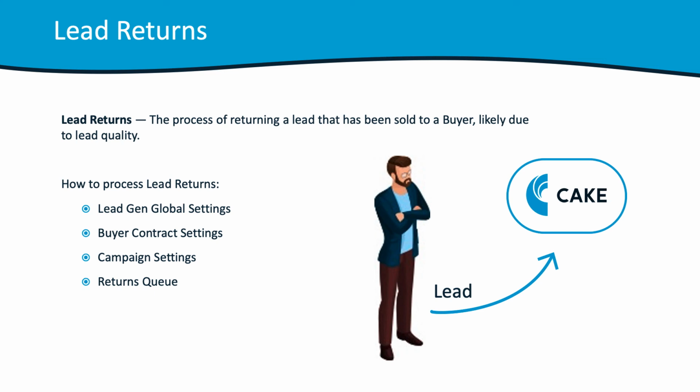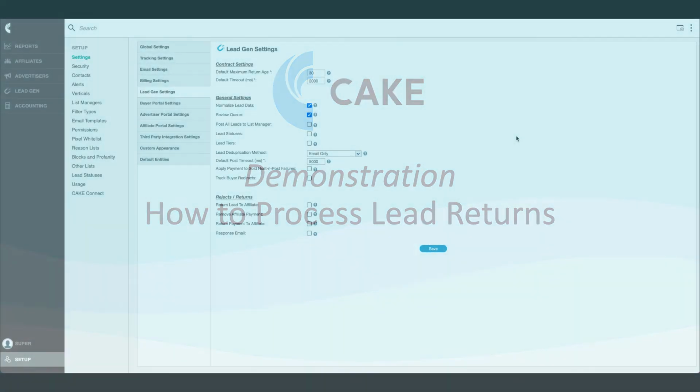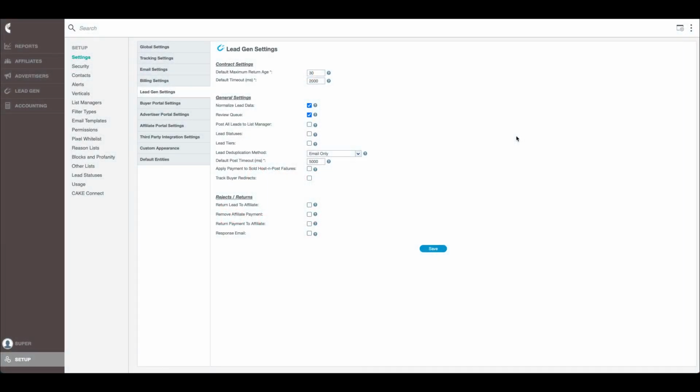We'll jump back into Cake and go through a live demonstration of how to process lead returns and go over some of those settings. Alrighty, we'll begin by showing you some of the global settings that we have available to you, and then we'll show you how you can control that on the buyer contract and ultimately some tools at the campaign level. And then from there, we'll actually go into the buyer portal and invoke a return and then show you what that looks like from your side.